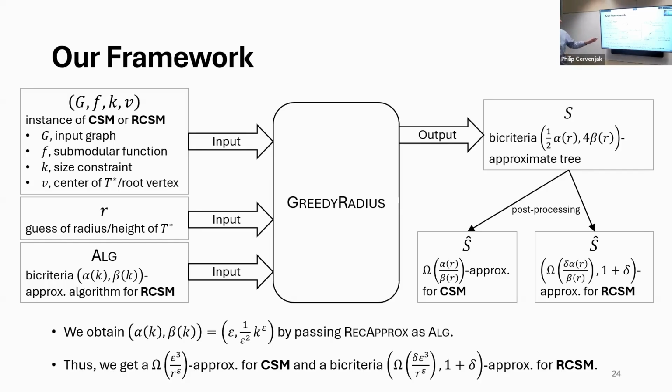So hopefully you can see that by plugging in RecReProx as this subroutine, we can get the actual guarantee that we stated earlier in theorems 1 and 2. So basically all that's happening is I'm substituting epsilon as alpha of k and this term as beta of k, but then I just change k to r. And so that gives us this term. And then you just do the similar thing for the rooted problem.